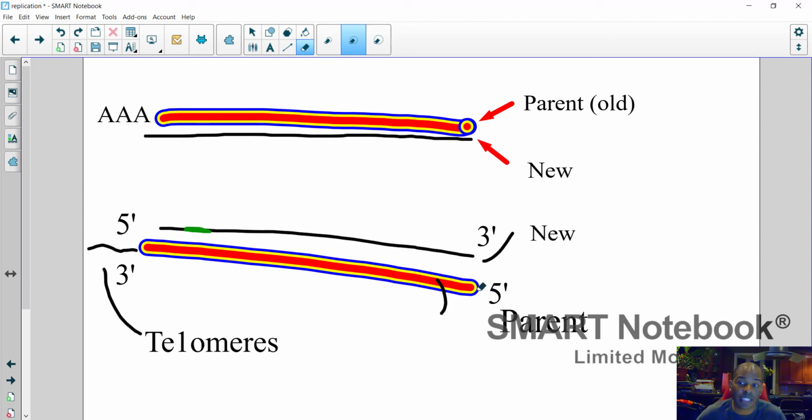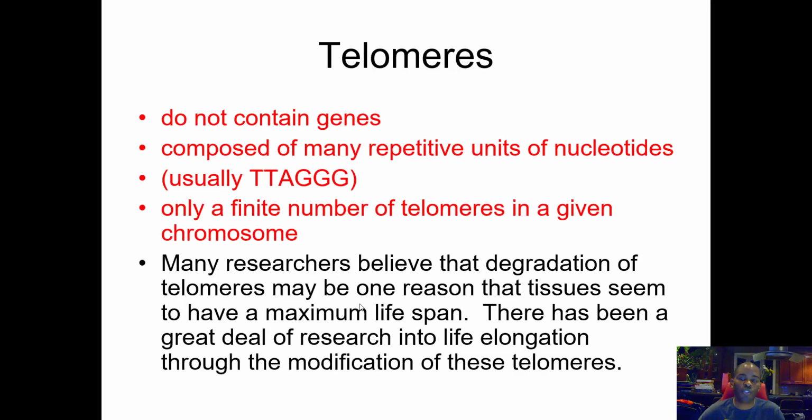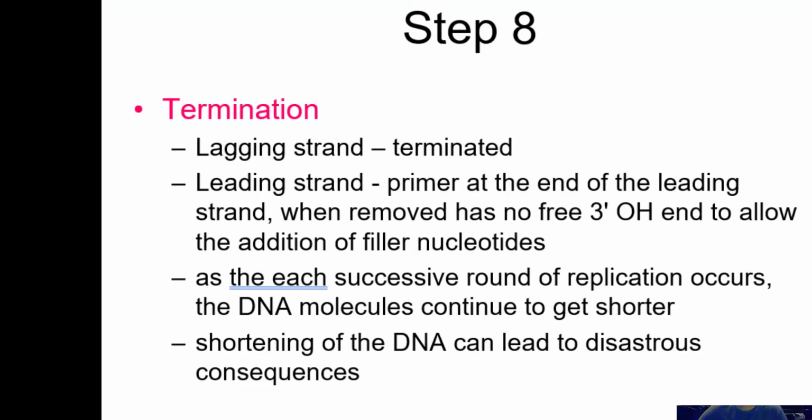But then eventually your telomeres are gone. And if your telomeres disappear, then the genes on your DNA will be affected. This is one of the reasons why we have a maximum lifespan. Your cells have a maximum number of times that they can undergo replication. And once you've hit that number, that's normally associated with the telomeres being completely expired. This is something that helps define something called the Hayflick limit, which we talked about in grade 10.